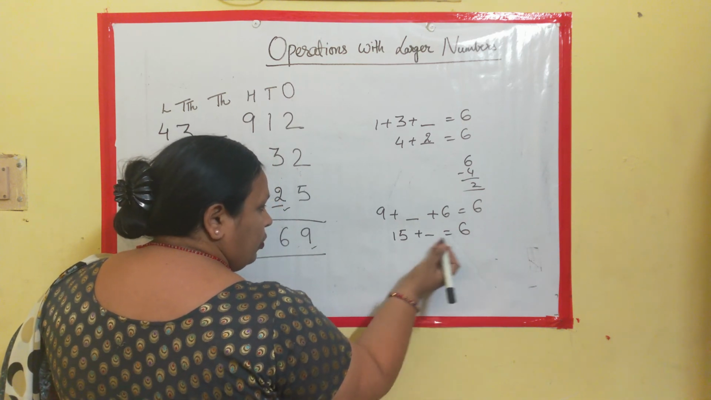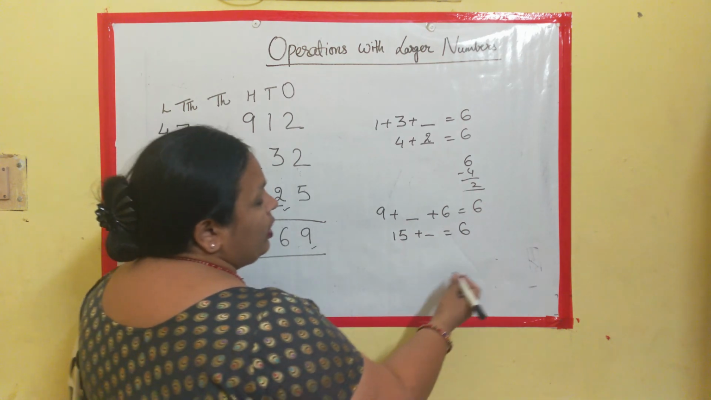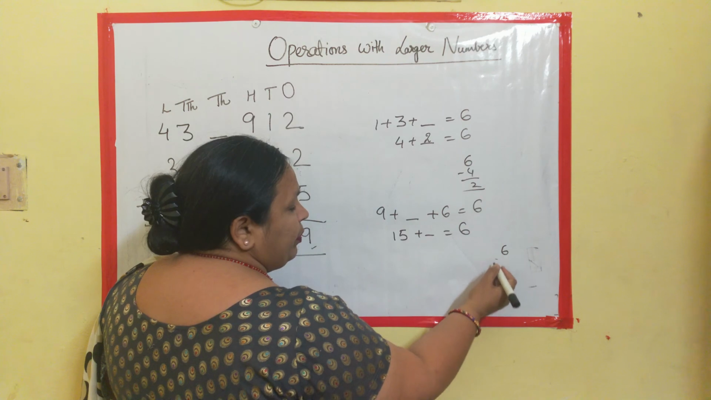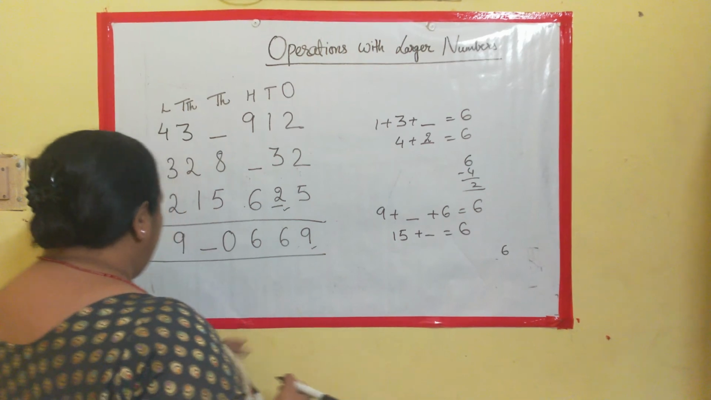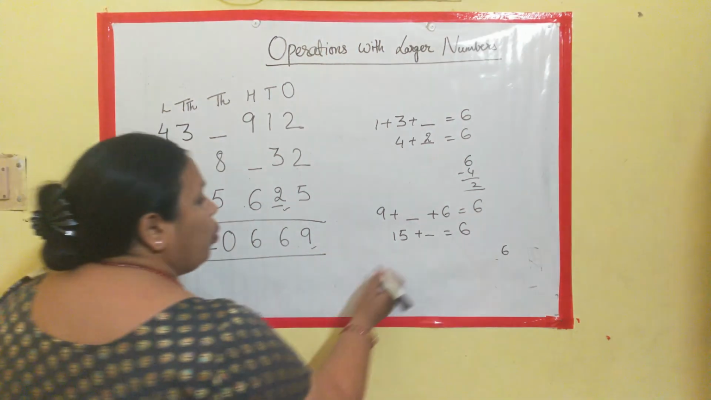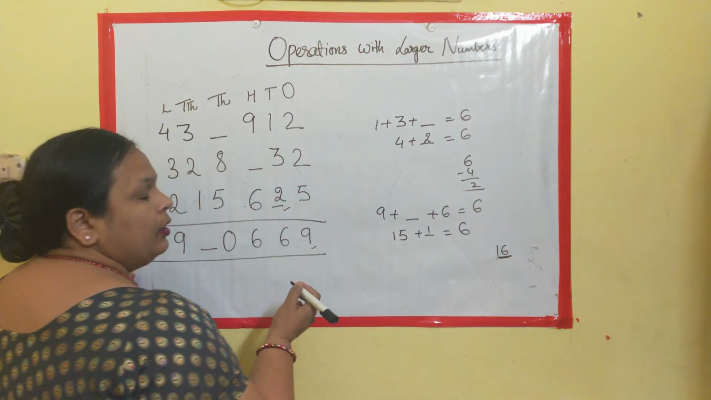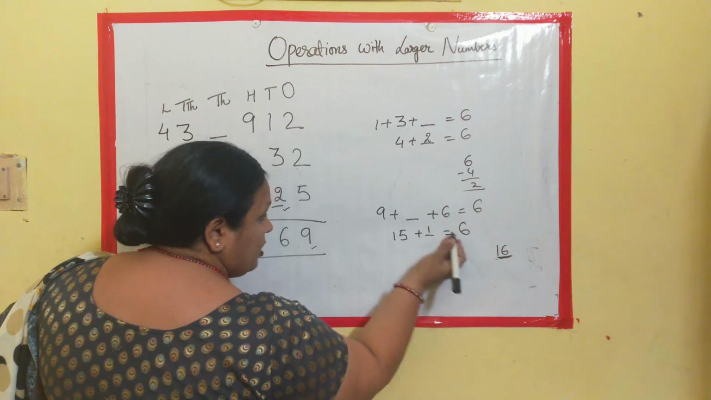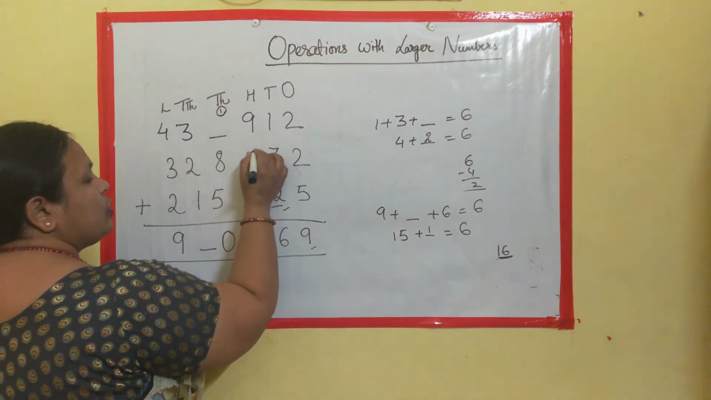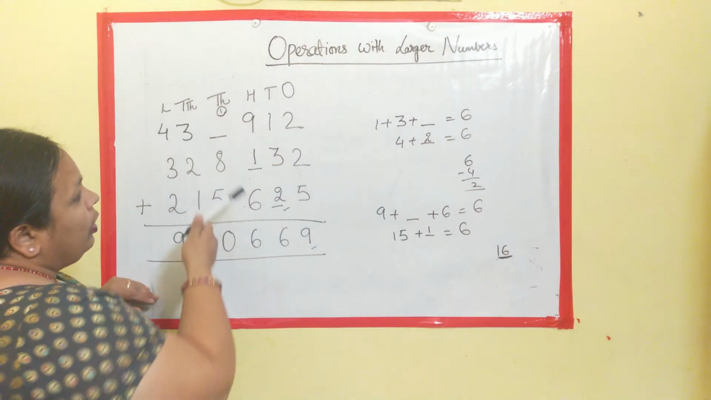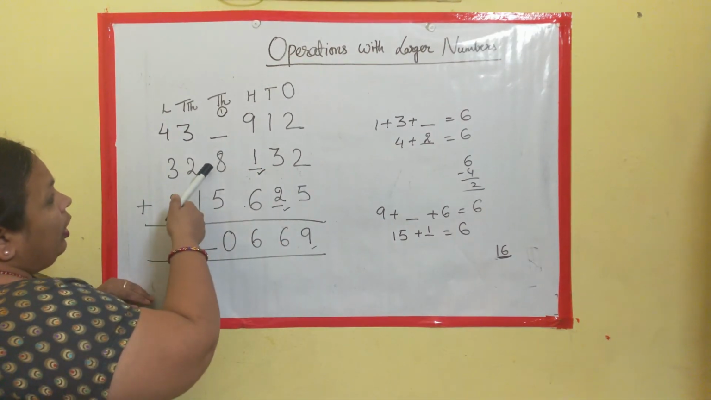Now, what can be added here to get 6 with 1 dash? When you write 6 here, then here it is 15. So with 15, which number can be added? With 15, if you add 1, it will give you the nearest number, 16. Clear? So in this 16, 6 is written here and 1 is taken over here as carry. So just put it here as 1. Now we have solved this also. Clear? Now 8 plus 5.